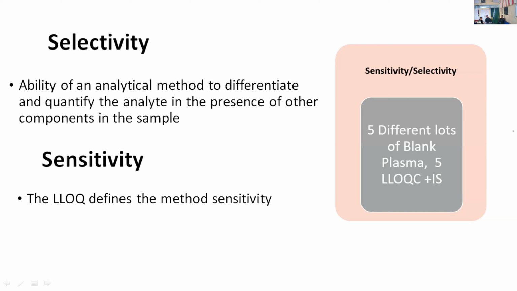So we will take different lots of plasma from different persons, and we will inject the LLOQ sample in them, and we will see the variation between all these, and it should be less than 20%. So it will tell us about the selectivity of your method. And the sensitivity is analyzed by our lower limit of quantification. So how sensitive is your method to detect the lowest concentration? This is the sensitivity.